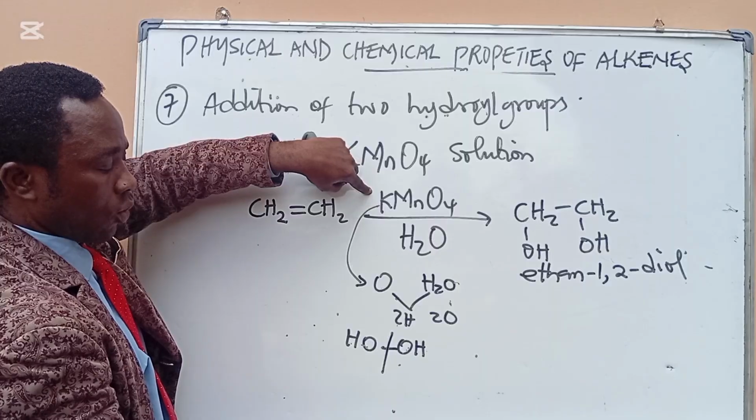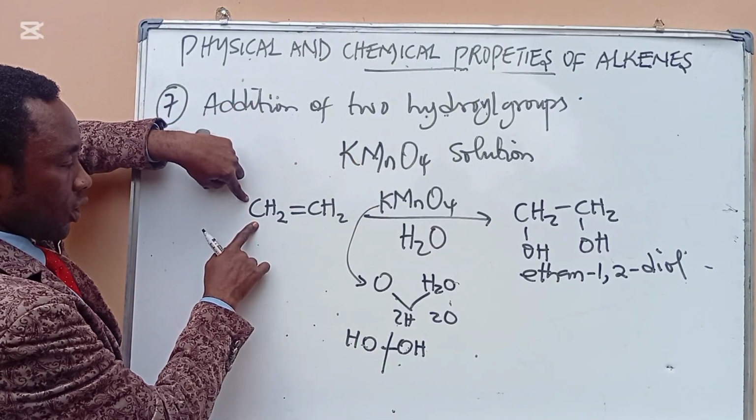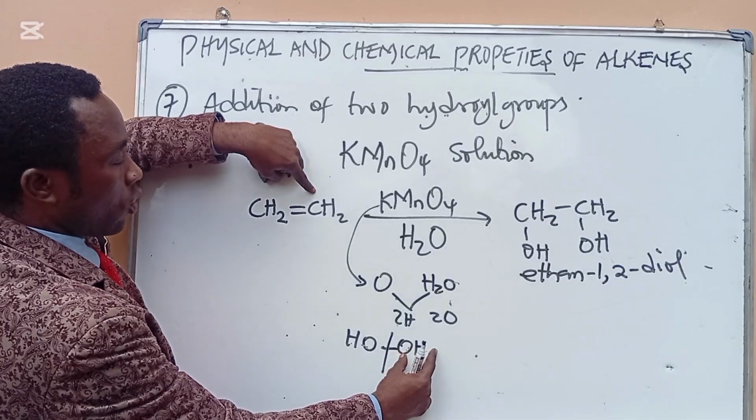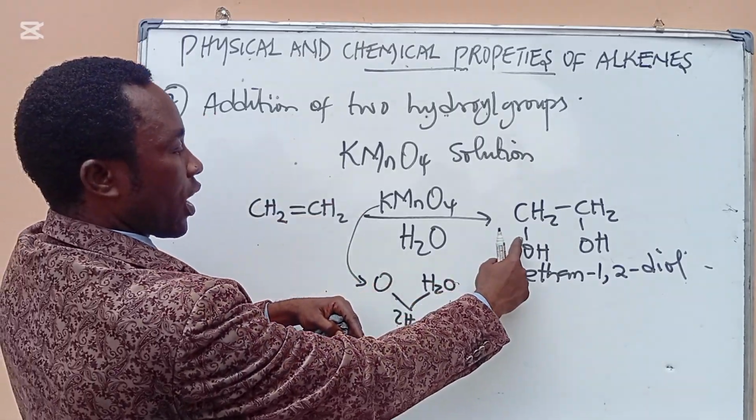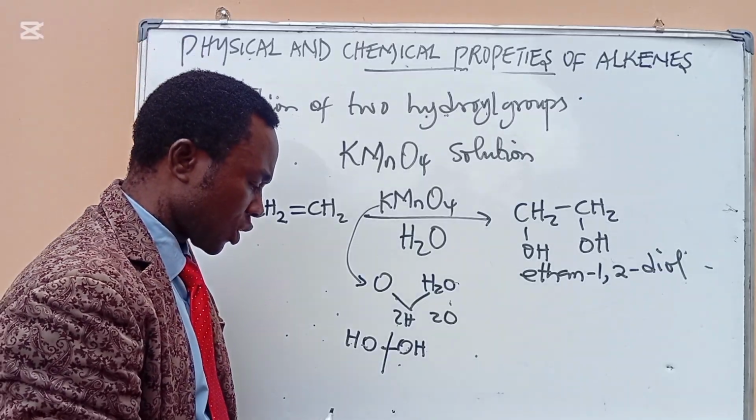So when this cleaves here, one of the OH will attach to one of the carbons bearing the double bond, while the other one will attach to this one. That is why we have this reaction. Now that is the 7th reaction of alkenes.